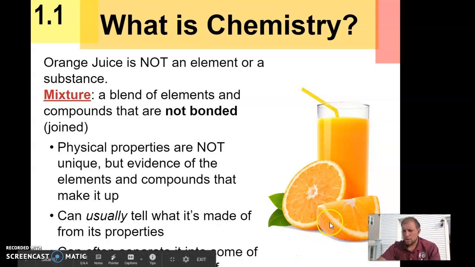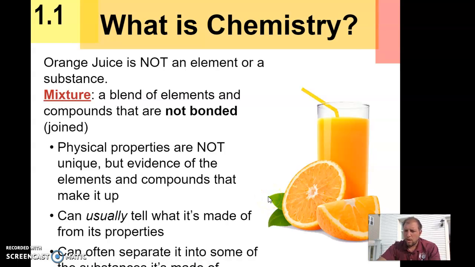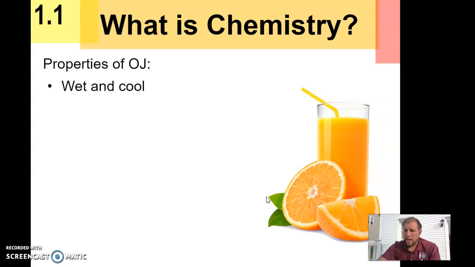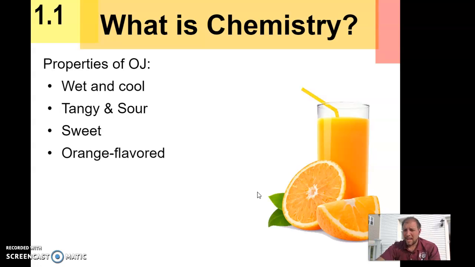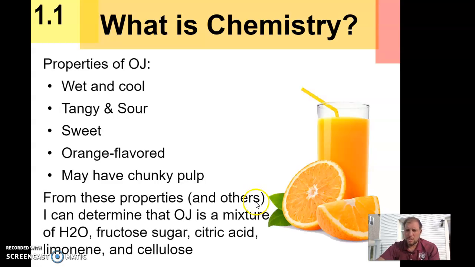For example, orange juice. You take a sip of orange juice, what do you sense? What can you tell? Well, one thing you can tell is that it's wet and cool. All right? So that means it probably has a bunch of water in it. It's tangy and sour. That means it probably has some kind of acid, and in fact it has citric acid, a specific acid for citrus fruits. It's sweet because clearly it contains a lot of sugar. It has orange flavor. There's actually a chemical that produces orange flavor. And lastly, it might have chunky pulp in it, all right? That is made out of cellulose, indigestible, undissolvable plant matter, okay?